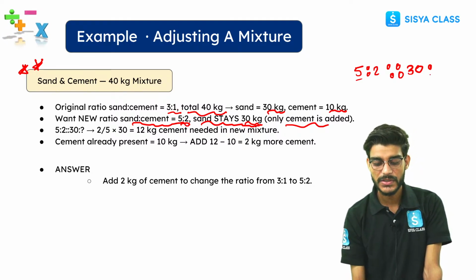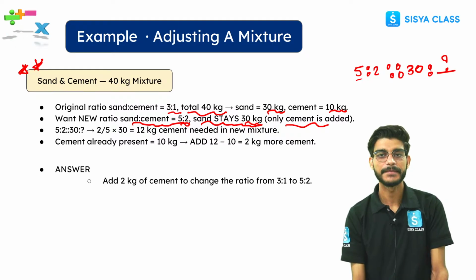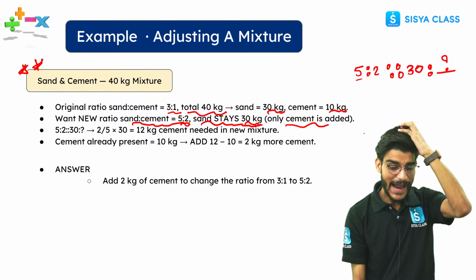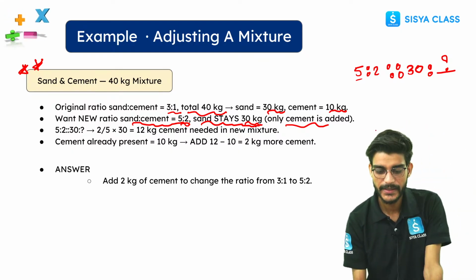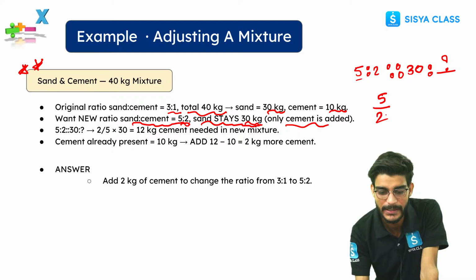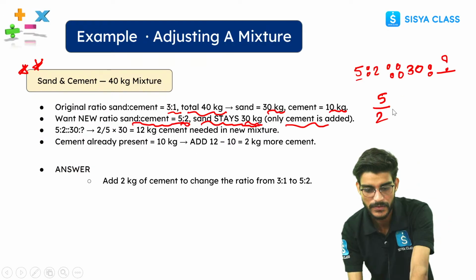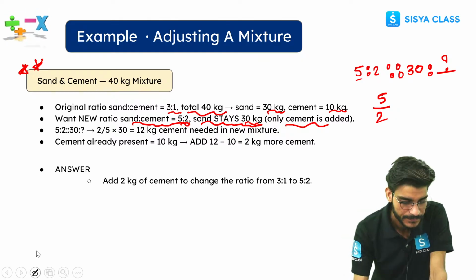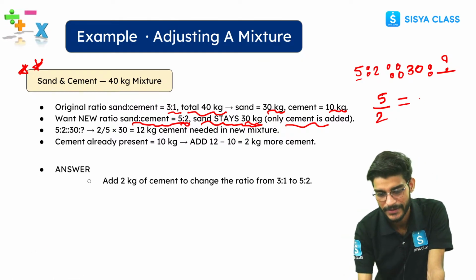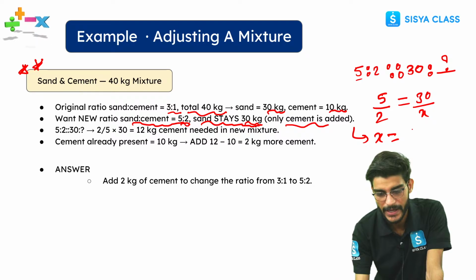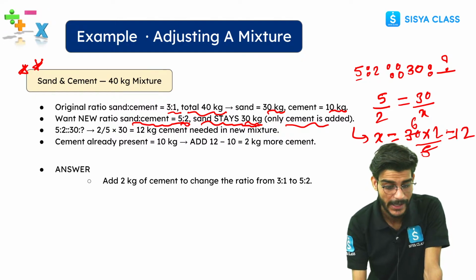So 30 is to what? We have to find it, right? And then we have to add it. So 30 is to dash. How will you find it? Just do the cross multiplication, what I told you. 5:2 equals 30:x. This we have done 1,000 number of times. So 30 into 2 divided by 5. 5 sixes are 30, 6 twos are 12. Is it coming 12?